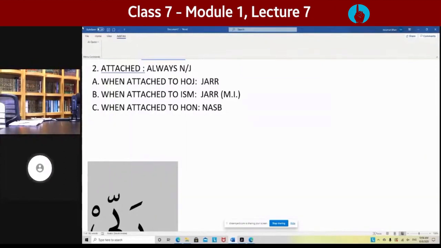So the 3 out of the 4 reasons for making a word light that we've discussed so far: the first one is if an ism is mudaf, it will always be light. If an ism is partly flexible, it will always be light. And if an ism is being called, it will be light.